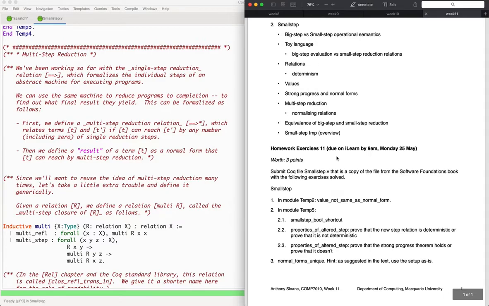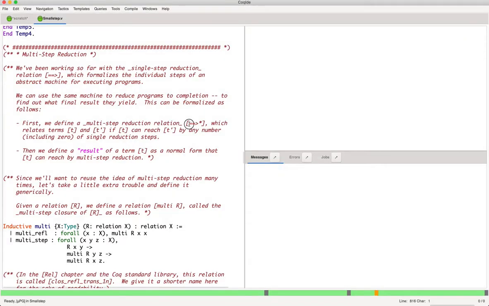So we naturally want to talk also about this idea of a multi-step relation. And we can generalize this for any relation basically, but in the case of the reduction relation, we're going to call it this symbol here, the arrow with a star on it, which means 0 or more single reduction steps.